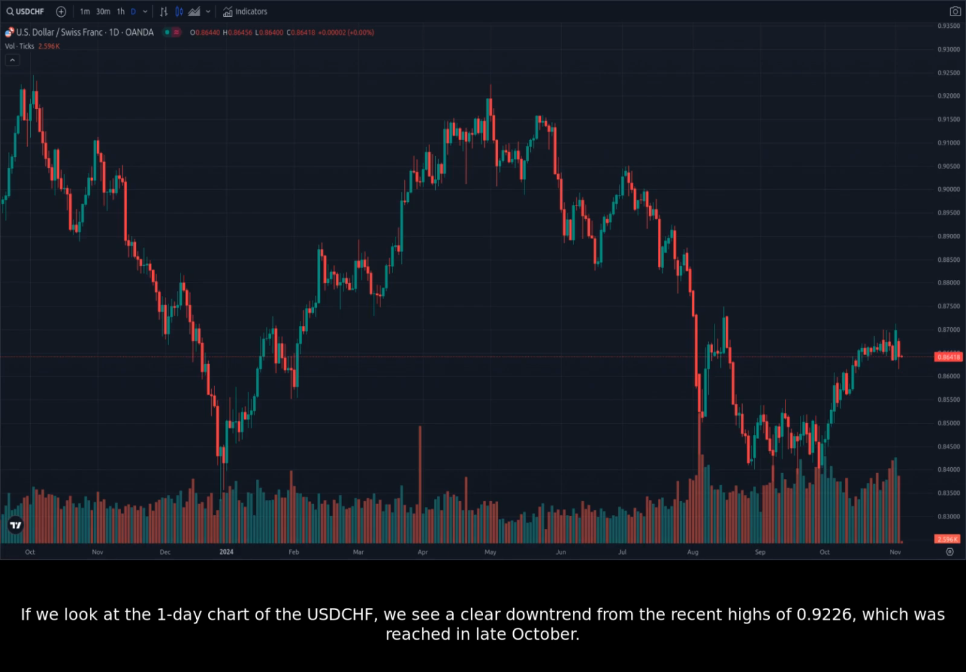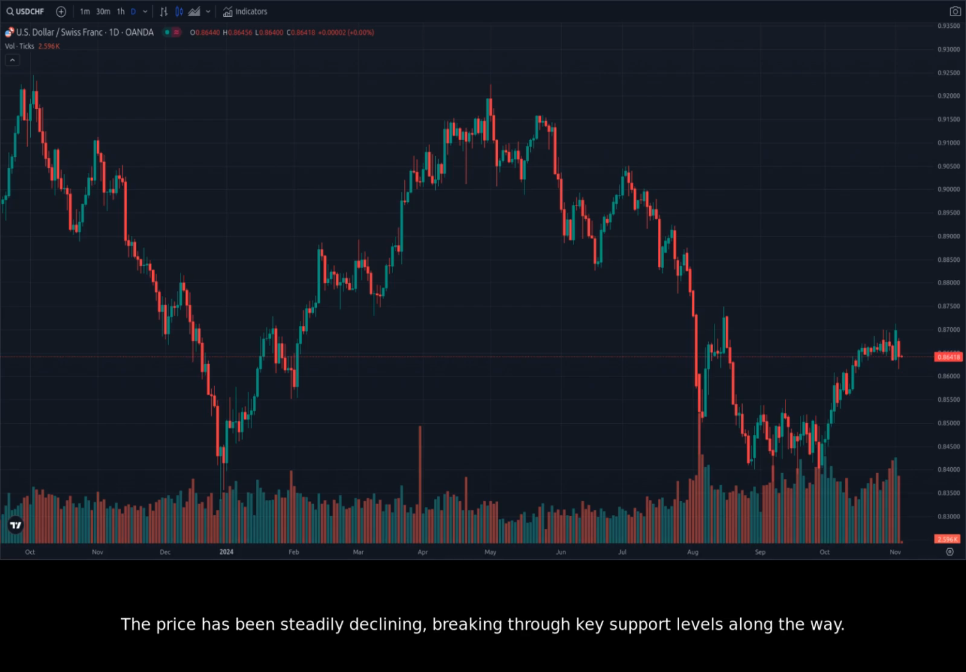If we look at the one-day chart of the USDCHF, we see a clear downtrend from the recent highs of 0.9226, which was reached in late October. The price has been steadily declining, breaking through key support levels along the way. One notable support level is the 0.8600 level, which was tested in late October and early November. The pair has now fallen below this support level, suggesting further downside potential. We can also see a pattern of lower highs and lower lows on the chart, confirming the downtrend.